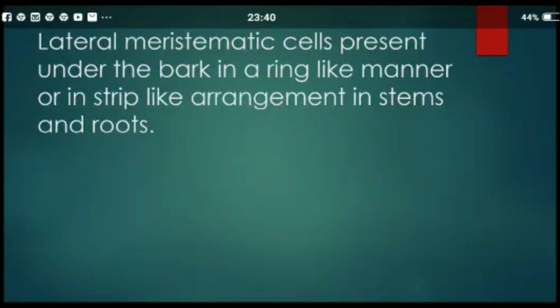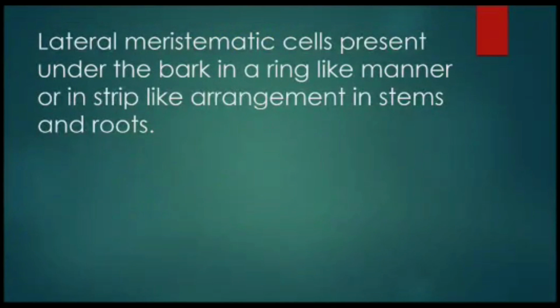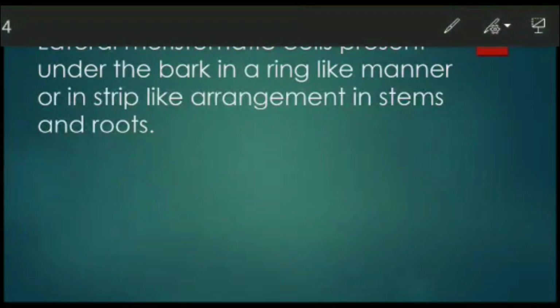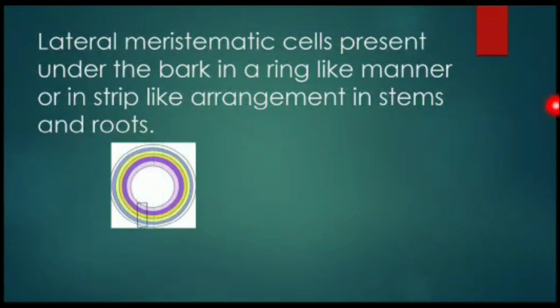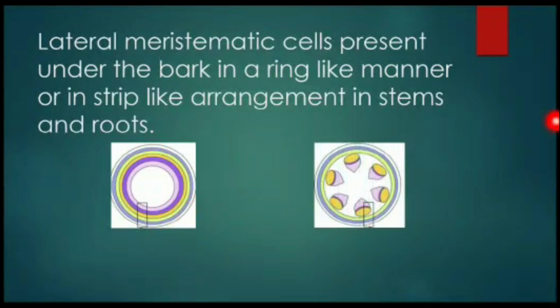Now, lateral meristematic cells are present under the bark in a ring-like manner, like this is the ring-like manner, or in strip-like arrangement in stems and roots. Strip-like arrangement, this is the strip. See, small strips, how they are arranged. You'll find them in the stem and roots.